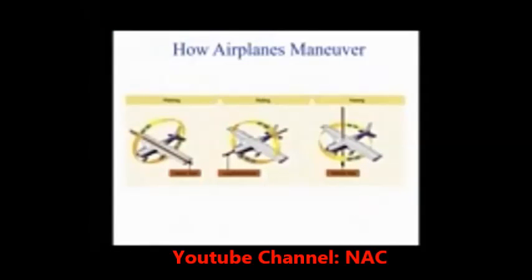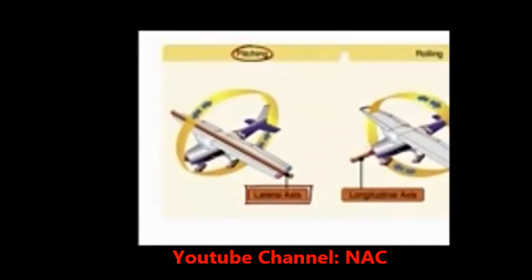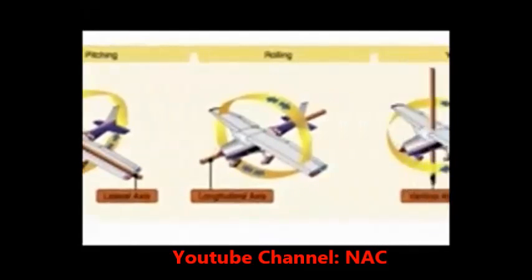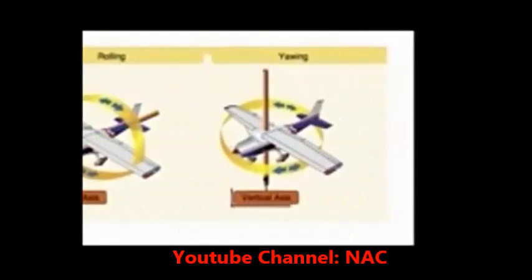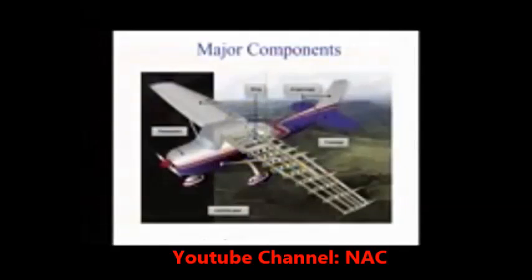Aircraft move around 3 different axes. The lateral or pitch axis is a line drawn from the wingtip through the plane's center of gravity to its other wingtip. The longitudinal or roll axis is drawn from the nose to the tail of the aircraft, again passing through the center of gravity, and the vertical or yaw axis is drawn vertically down through the plane's center of gravity. Although airplanes are designed for a variety of purposes, most of them have the same major components.